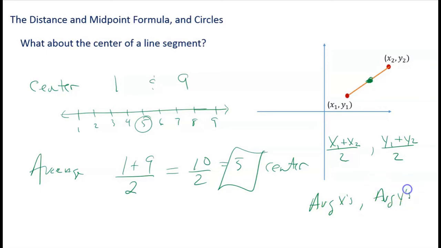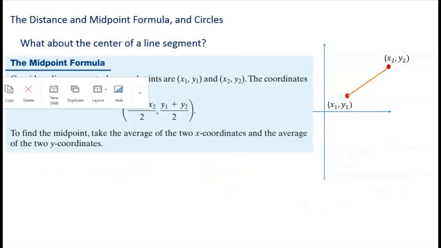So don't remember this formula as x1 plus x2 divided by 2. All formal-like. Just remember you average the x's together and you average the y's together, and that's going to give you the midpoint of a line segment. So let's try a few of these problems and see how we do. So here we go.